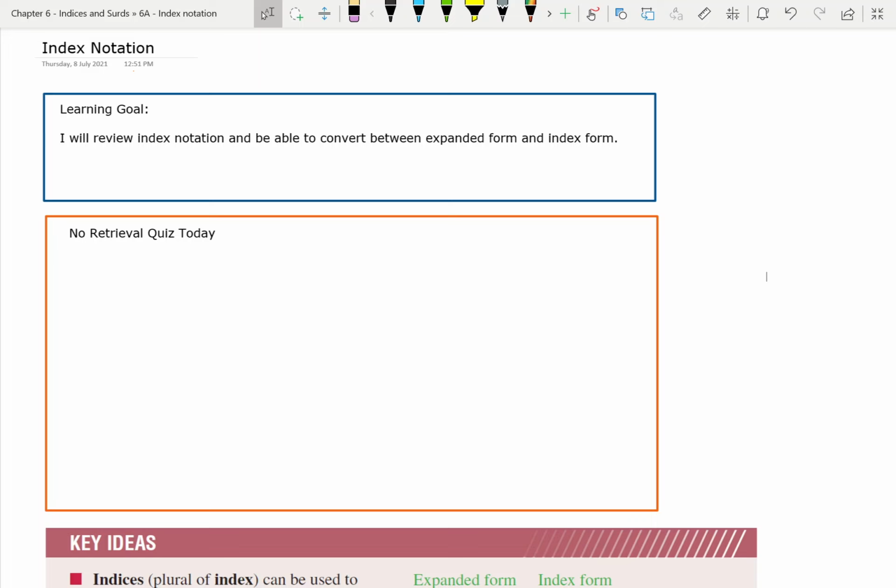Hi, Year Nines. Today we're looking at index notation. So our learning goal for today is I will review index notation and be able to convert between expanded form and index form.